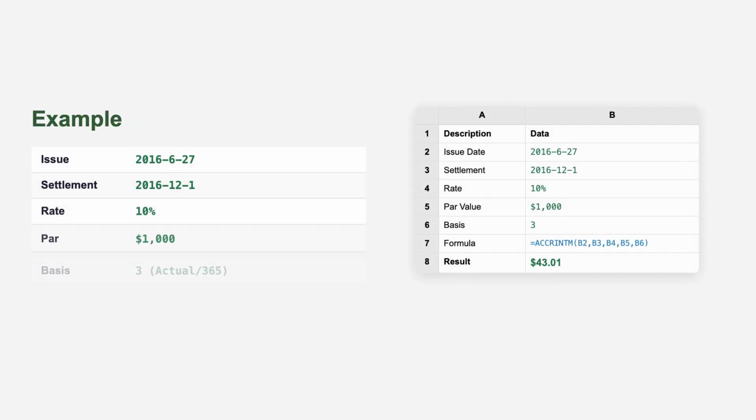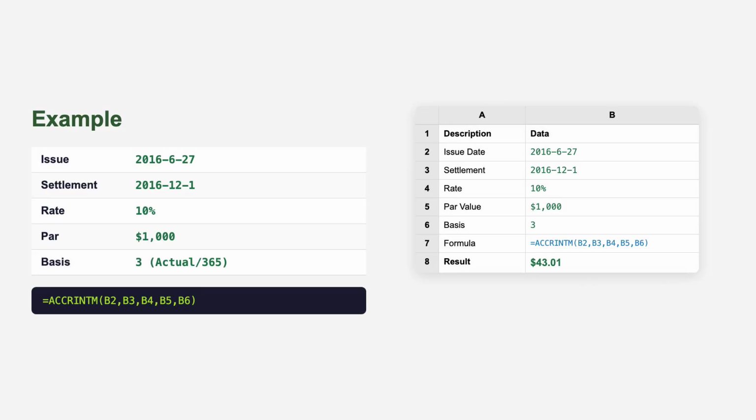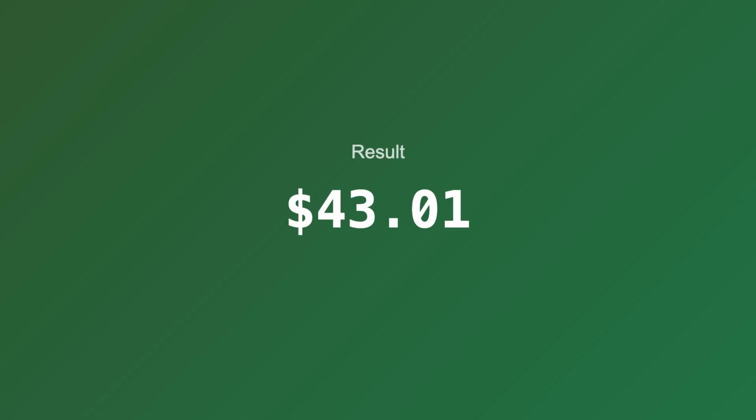Here's an example. We have a security issued on June 27, 2016, with a settlement date of December 1, 2016. The annual rate is 10%, the par value is $1,000, and we use a basis of 3 for actual over 365. The ACCRINTM function returns $43.01. This is the total accrued interest from the issue date to the maturity date for this security.